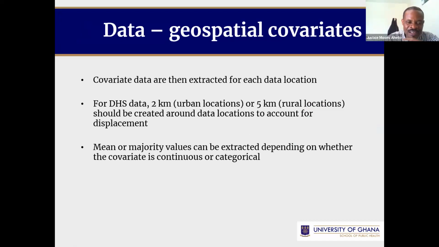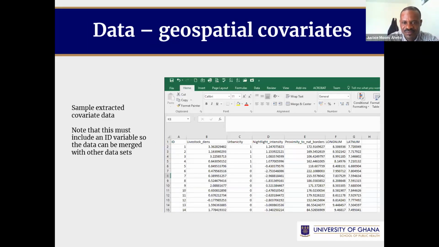Yeah, so I explained this already, that for instance, the DHS have a data displacement policy. In the urban communities, they do a 2 kilometer displacement, and in rural, they do a 5 kilometer displacement. This is simply to protect the identity of the respondent. That is all about it.